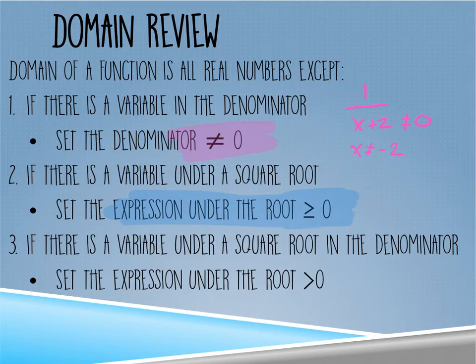And if there's a variable under the square root in the denominator, we need to set the expression under the root greater than 0, because in this case, it wouldn't be able to be equal to 0, because we can't have 0 in the denominator. So that's if we have a square root in the denominator, because we can't have it equal to 0.